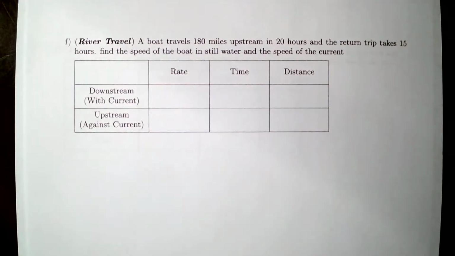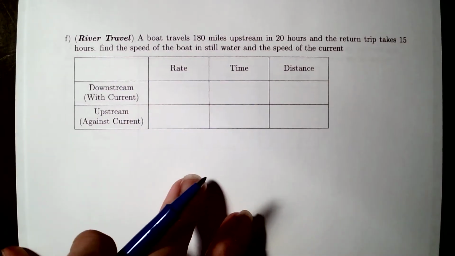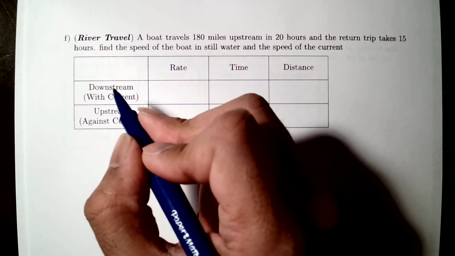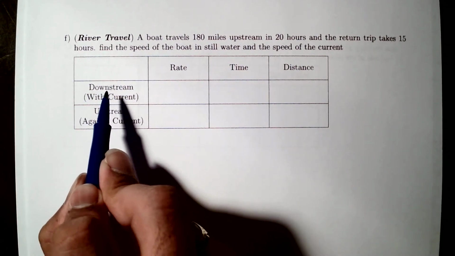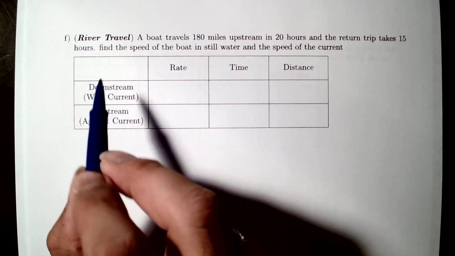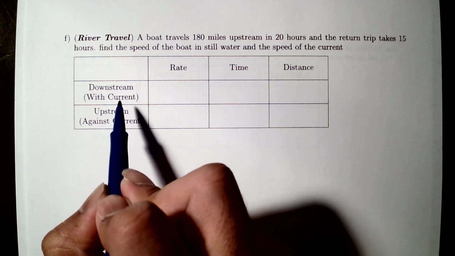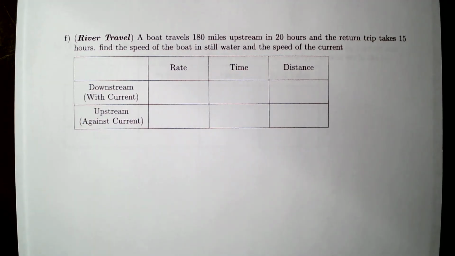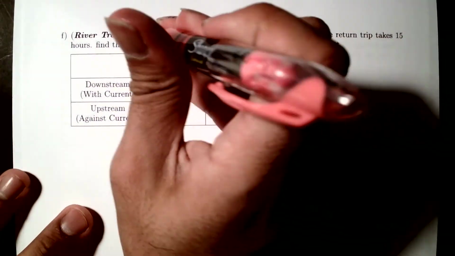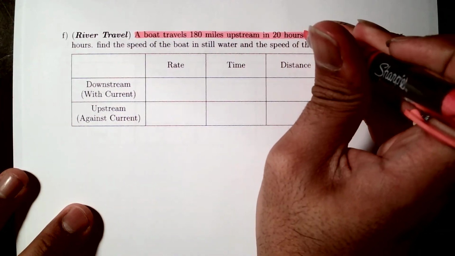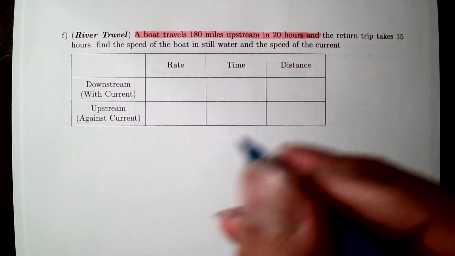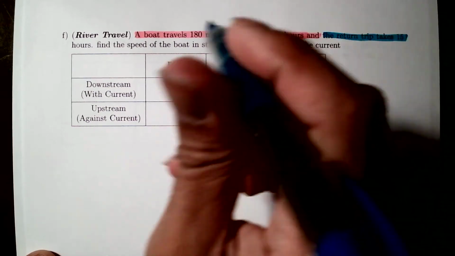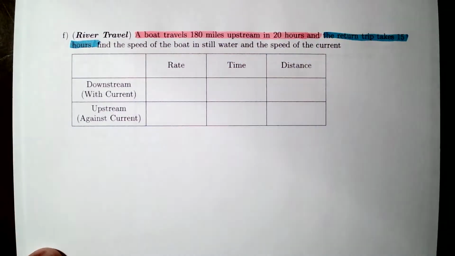So when you have this type of situations on the homework, you may read either one. That's why I'm writing both ways to phrase these problems, either using the downstream, upstream vocabulary, or with the current and against the current, with the corresponding meaning. So a boat travels 180 miles upstream in 20 hours, and it does the return trip, that is downstream, in 15 hours. Find the speed of the boat in still water and the speed of the current.